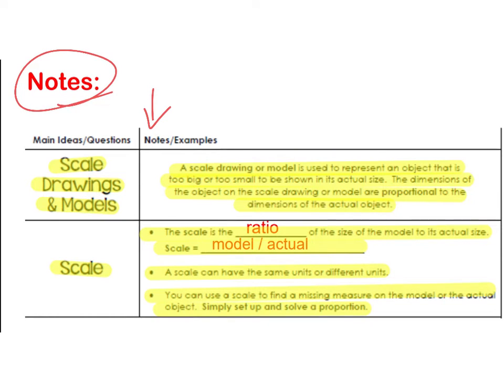A scale drawing or model is used to represent an object that is too big or too small to be shown in its actual size. The dimensions of the object on the scale drawing or model are proportional to the dimensions of the actual object. Here are the three important pieces. First one, the scale is the ratio of the size of the model to its actual size. So our scale is the model size over the actual size.